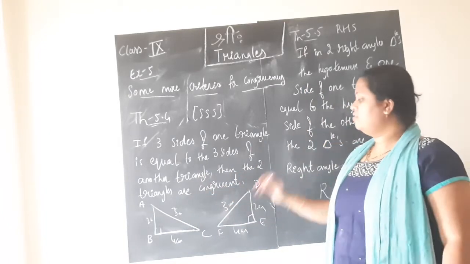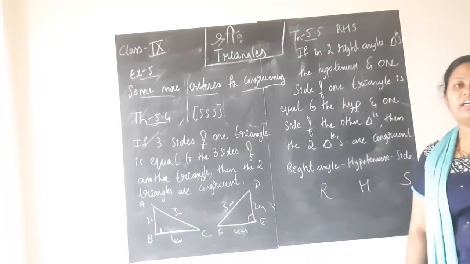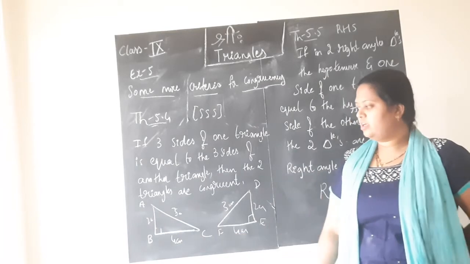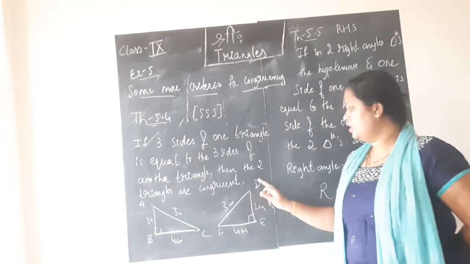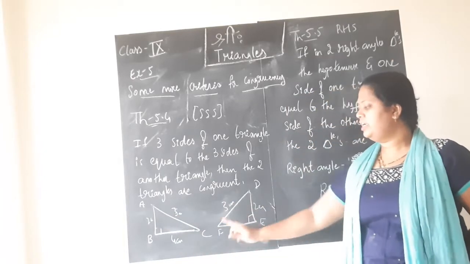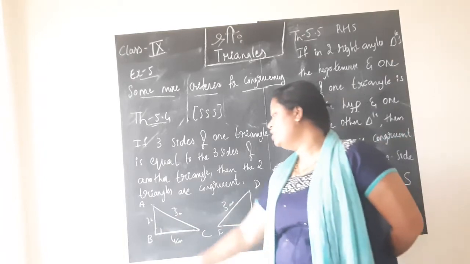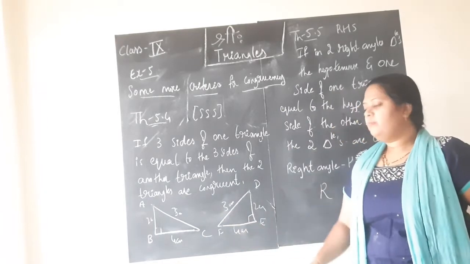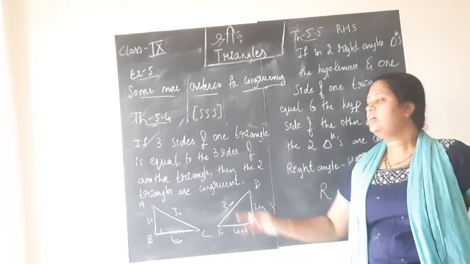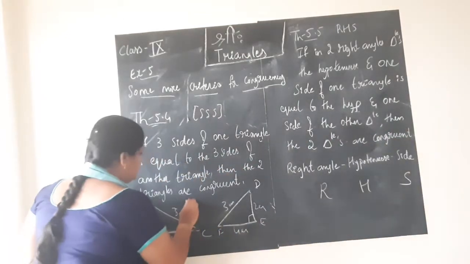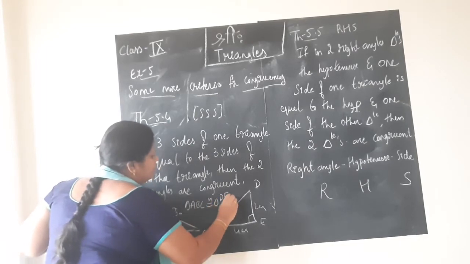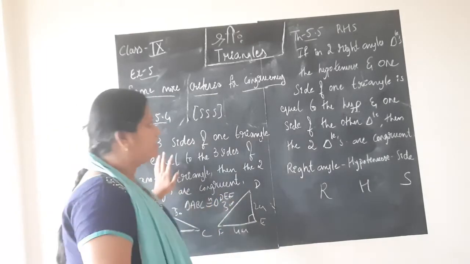For both theorems, I have drawn one figure, children. So please manage. Now we have triangle ABC and triangle DEF. Side AB is 2 cm. Side DE is also 2 cm. Hypotenuse AC is 3 cm. Hypotenuse DF is 3 cm. Base BC is 4 cm. Here base EF is 4 cm. If so, then triangle ABC is congruent to triangle DEF, that is SSS congruency.